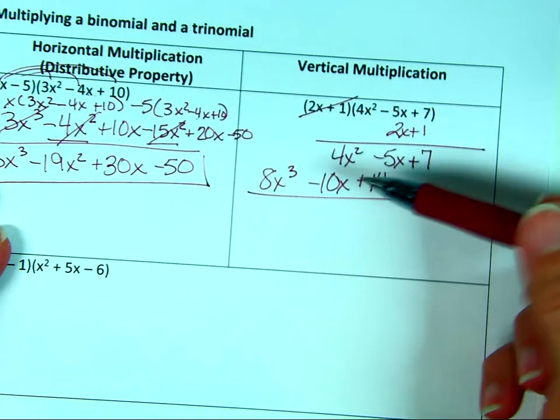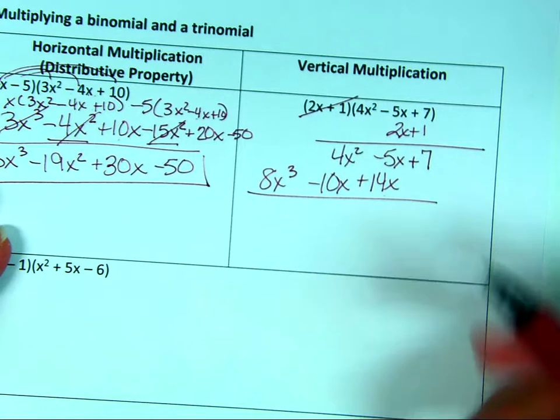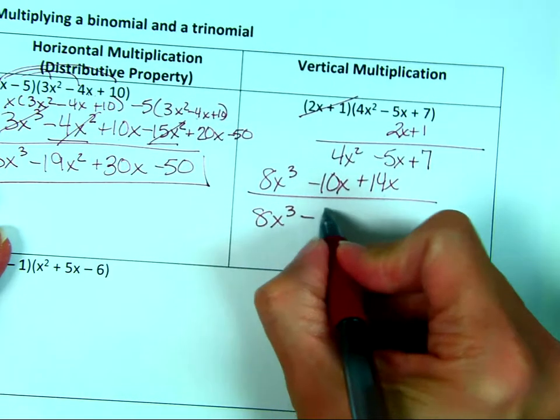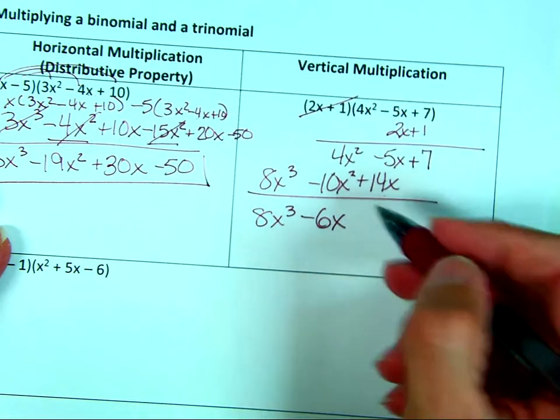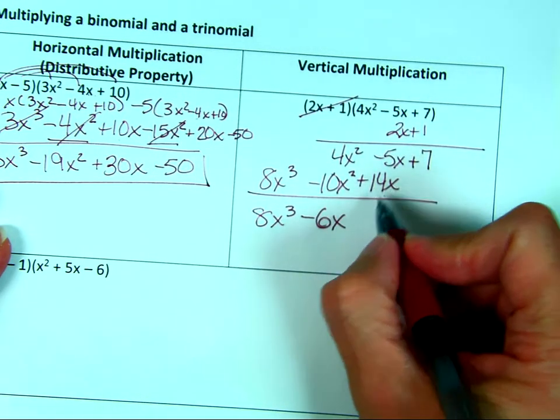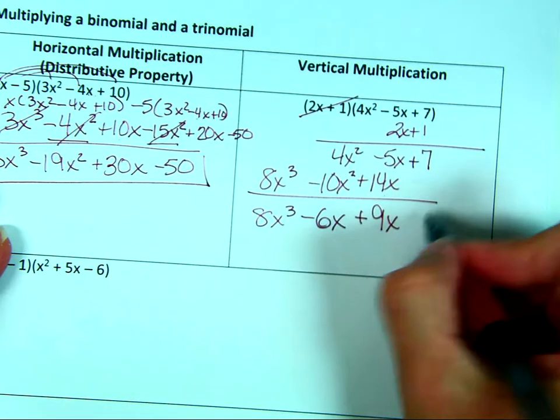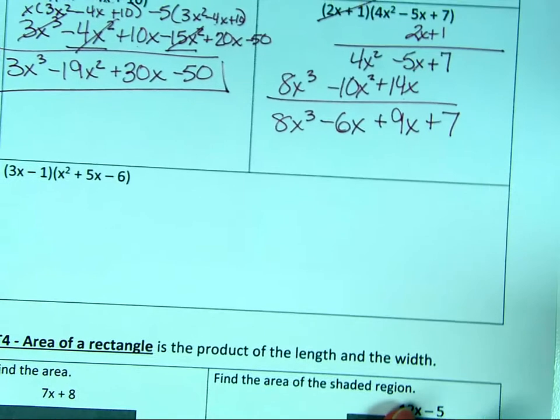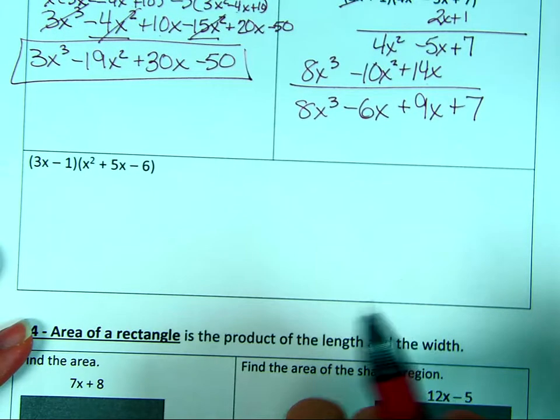The reason I like the vertical method, like I said, is because everything's lined up. I don't have to go searching for like terms. I just know that that's an 8x cubed. That's a negative 6x squared. Did I forget the squared there? I sure did. Sorry about that. 14 minus 5 is 9. That's a positive 9x plus 7. Okay, so then in class I'm going to let you choose whichever method you want on that one. Of course, I like the vertical method, so I would do that one.